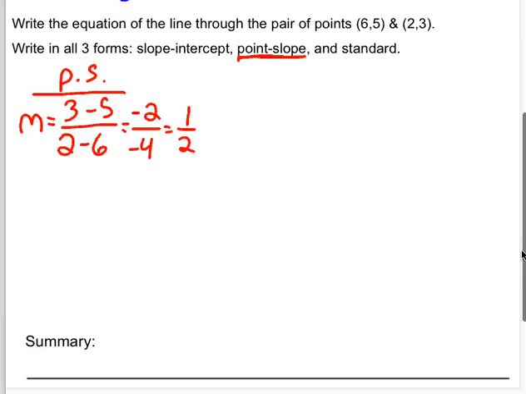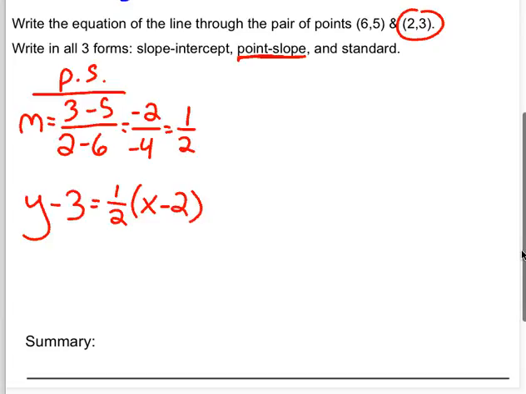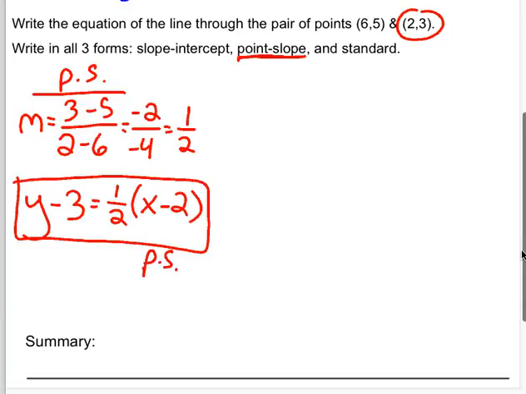All right, so point slope form, y minus the y value from one of the points. I'm going to go with the one with smaller numbers. It just seems easier to work with. So y minus the y value from the point equals my slope, x minus the x value from the point. So here, I already have my point slope equation.